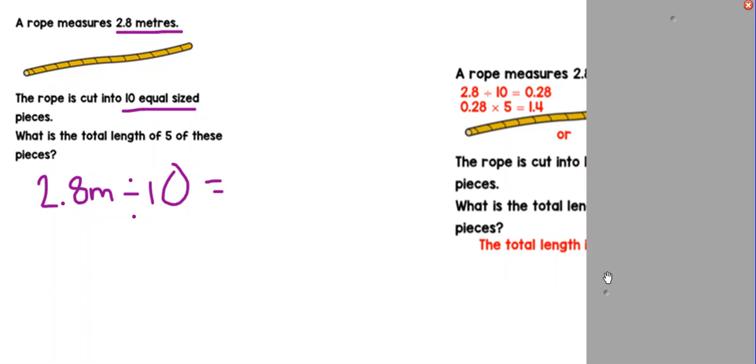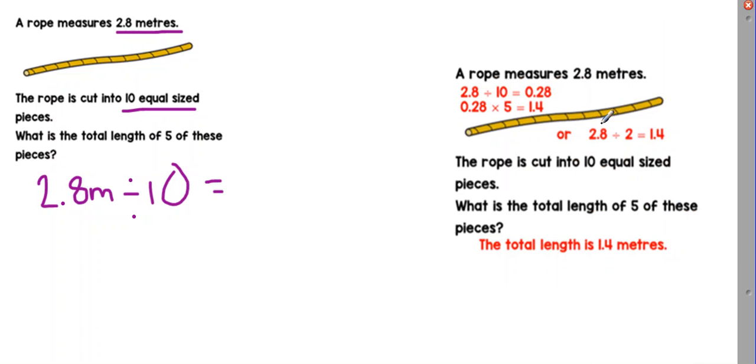Okay then, so you would need to do 2.8 divided by 10, which is 0.28. So each of these 10 pieces is 0.28 metres long. So we need to find out the length of 5 of them. So we would do 0.28 multiplied by 5, which is 1.4. So the total length is 1.4 metres. Well done if you got that correct.